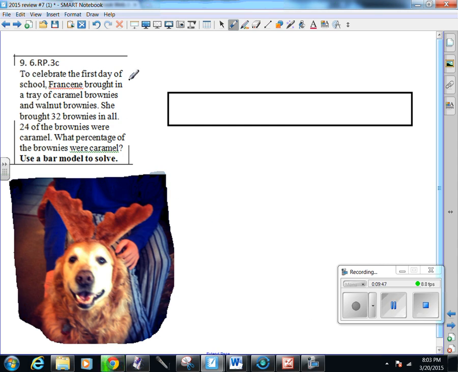To celebrate the first day of school, Francine bought a tray of caramel brownies and walnut brownies. She bought 32 brownies in all, so she has 32 in all, and 24 of them were caramel.